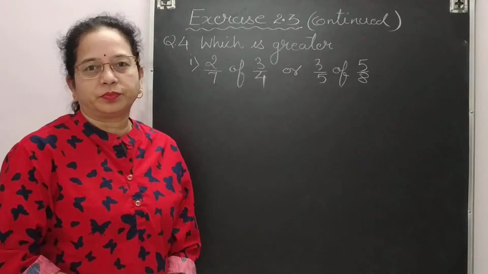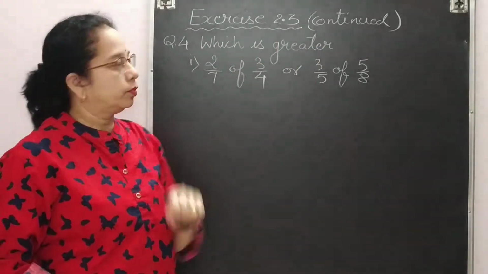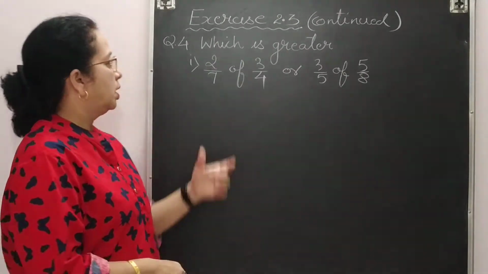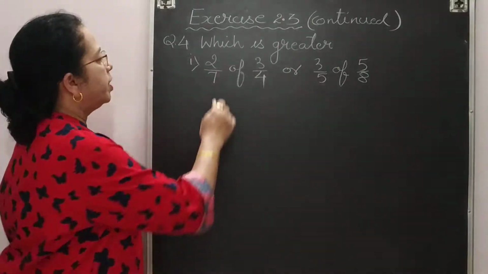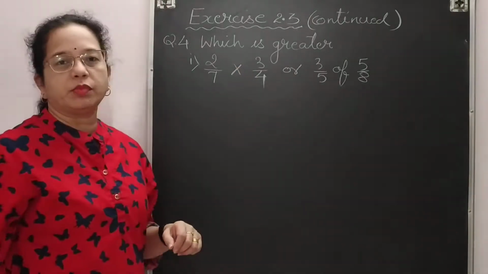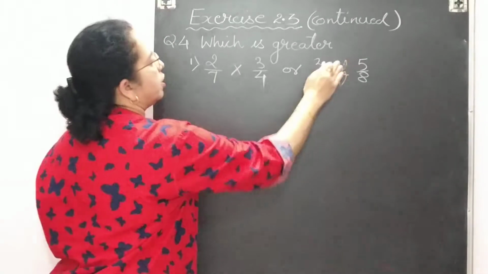Hello friends, today I am going to continue exercise 2.3. So let us start with question number 4, which is greater. Here it is given 2 upon 7 of 3 by 4. Everybody knows the meaning of "of" means multiplication. Next step we will just convert this "of" into multiplication.